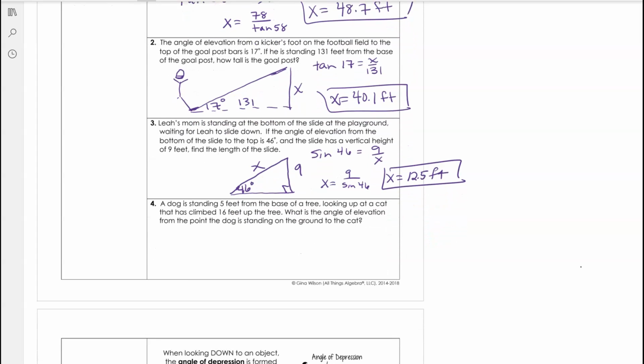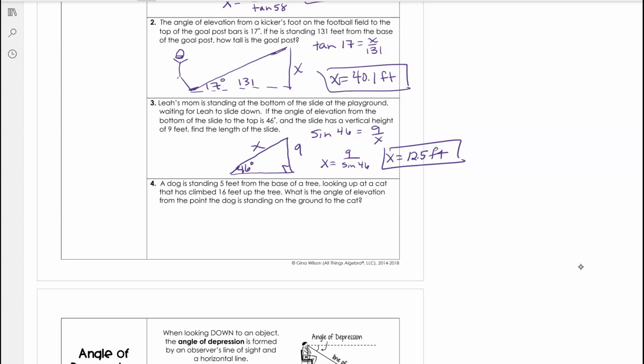All right, lastly, a dog is standing 5 feet from the base of a tree. So here we have a tree. We have a dog. He's standing here 5 feet. He's looking up at a cat that has climbed 16 feet into the air. So here's our little doggy, and here's our little kitty up in the air. Whoops, little dog needs a head. There we go. Now, the question is, what is that angle of elevation?